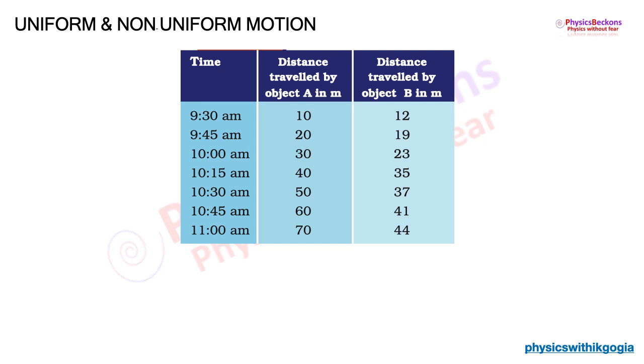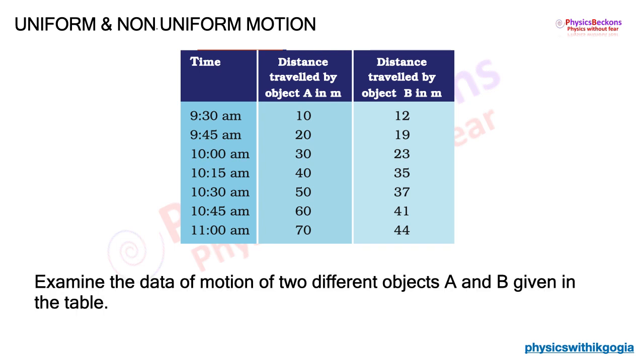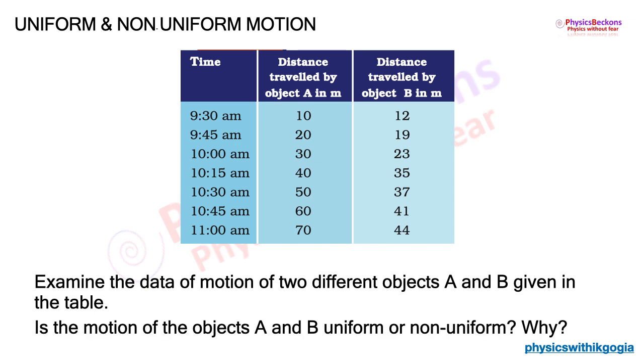However, the distances covered by object B are different in equal intervals of 15 minutes, that is 12 to 19, which means 7 meter, 19 to 23 means 4 meters, 23 to 35 is 12 meters, and so on. So, object A is in uniform motion, whereas object B is essentially in non-uniform motion, because object A is covering equal distances in equal intervals of time, whereas B is covering unequal distances in equal intervals of time.